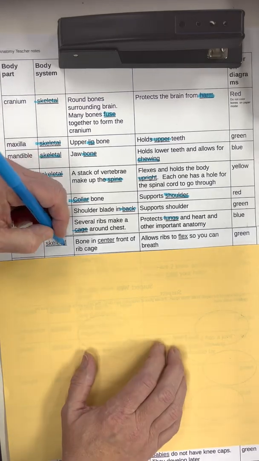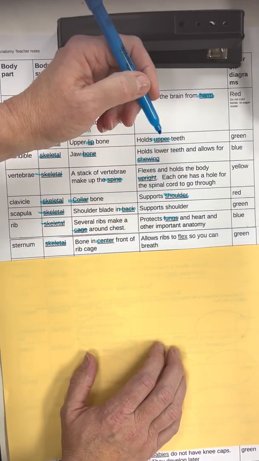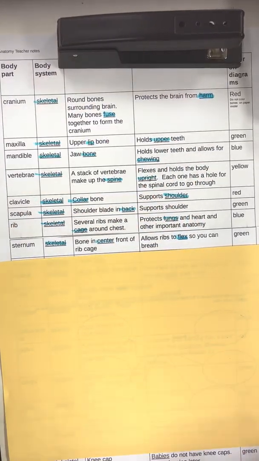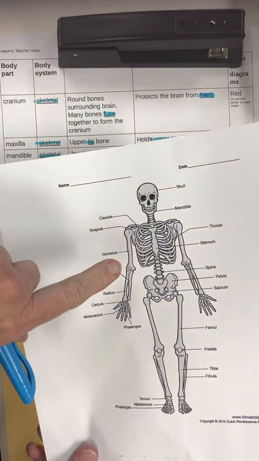Sternum, skeletal. The bone in the center of the front of the rib cage allows the ribs to flex so you can breathe. If your ribs wouldn't flex, you wouldn't be able to breathe. That's the reason when you break a rib, they can't really cast you, because you'd suffocate. But the sternum is right in the middle.